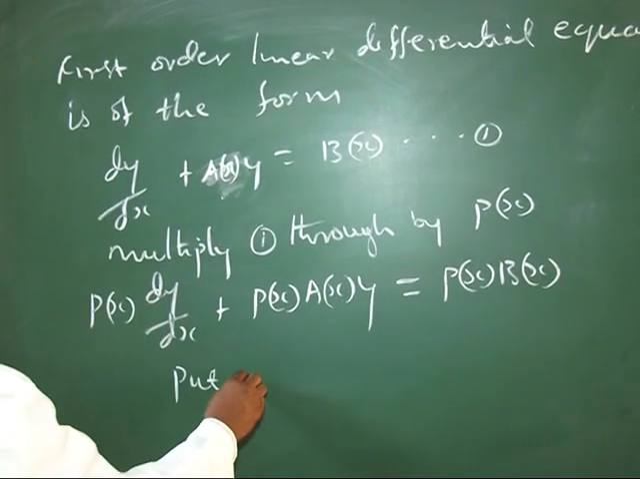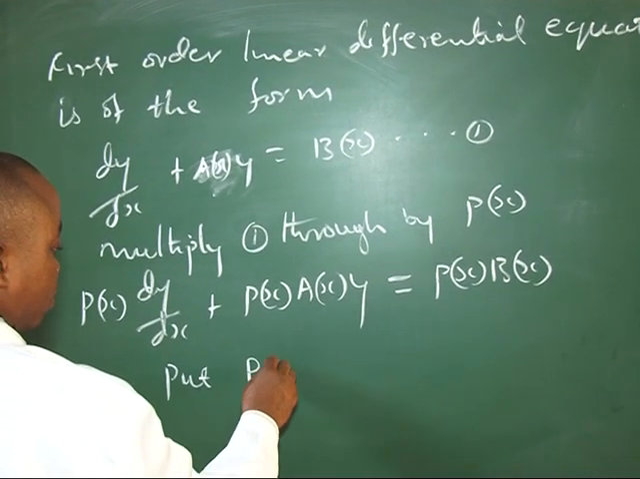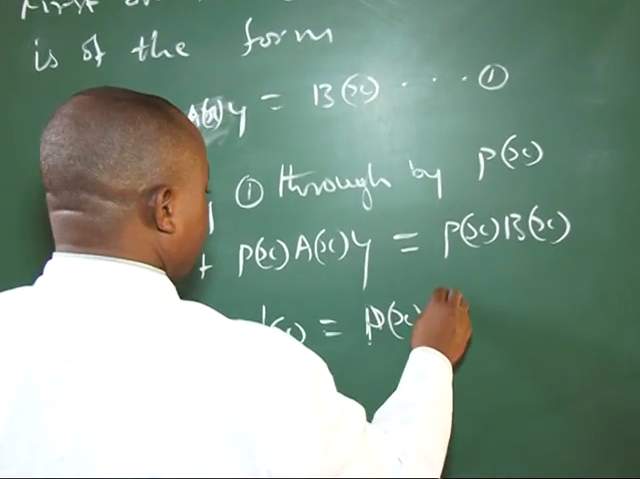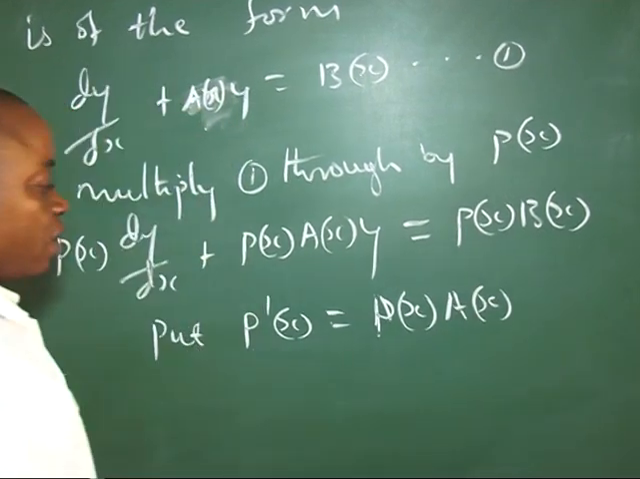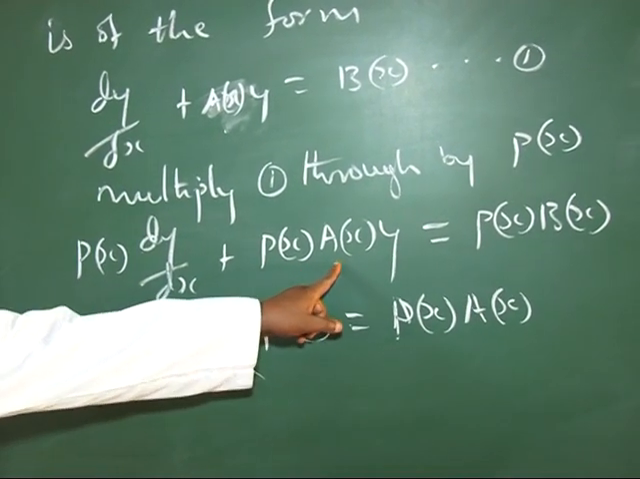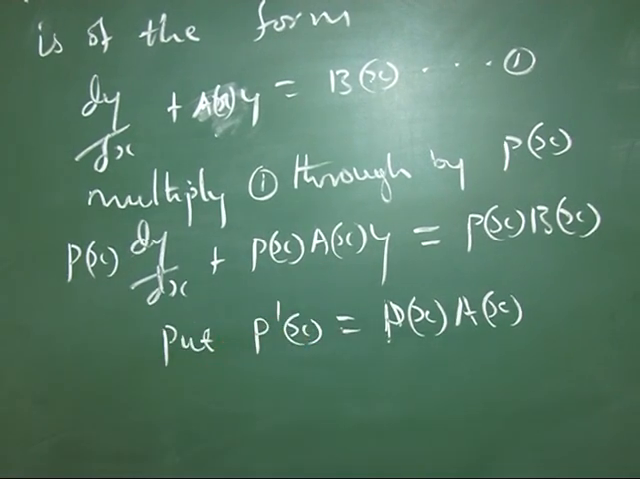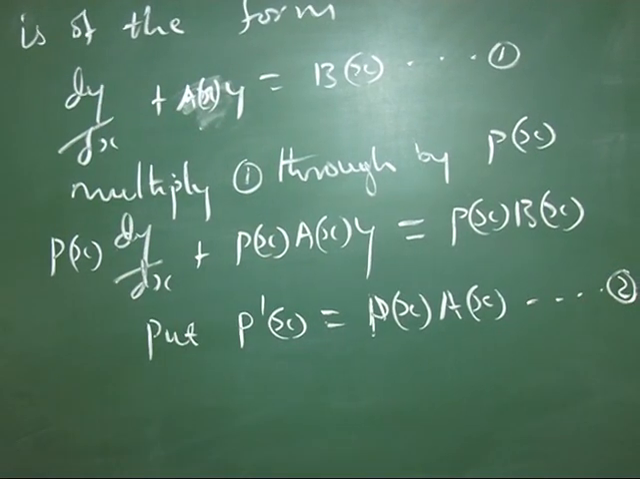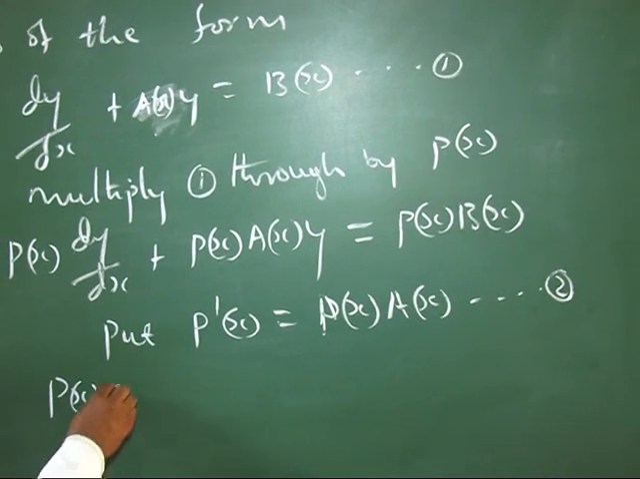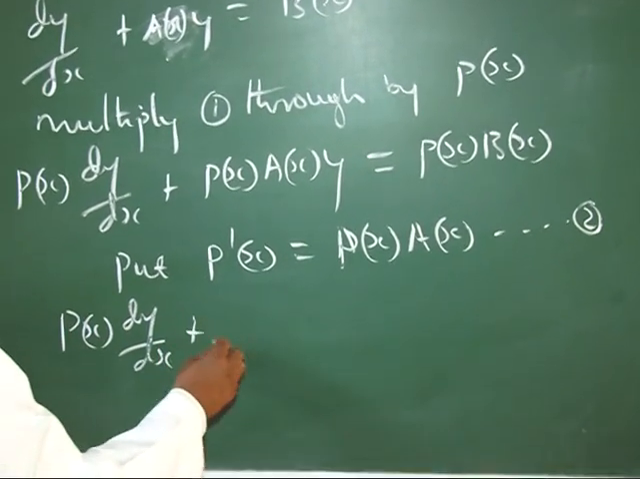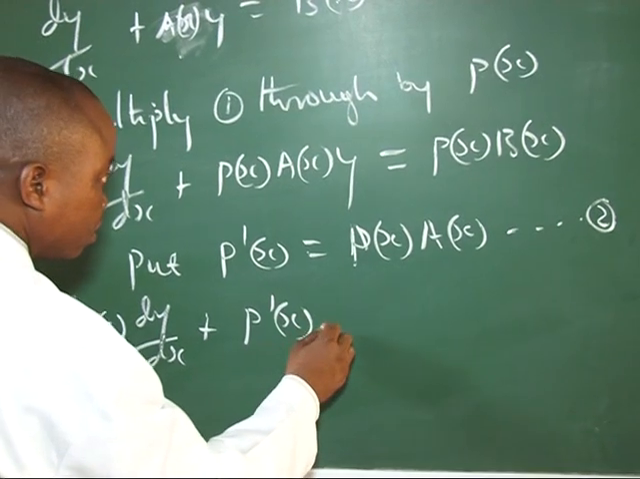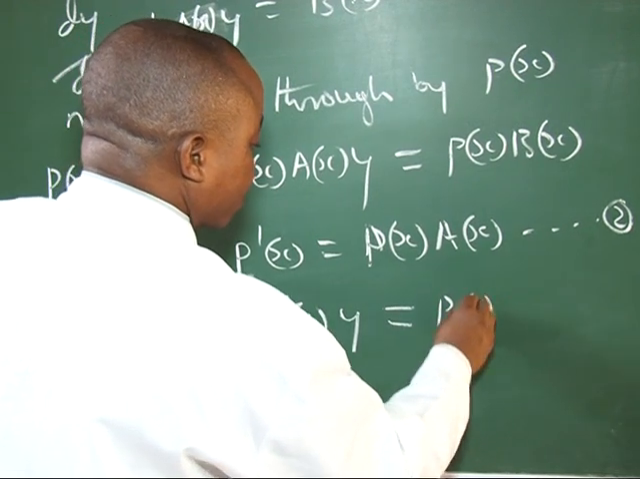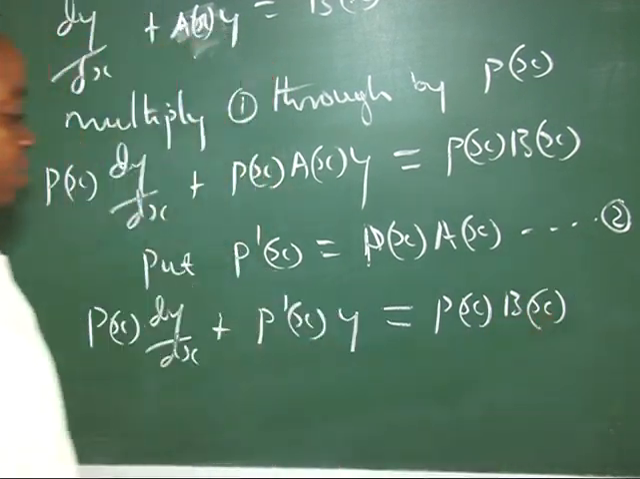Now let's put p prime of x is equal to p of x times a of x. You see this place now, we want to put p prime of x equal to here. Now call this one equation 2. If we put that, we will have p of x dy/dx plus p prime of x y is equal to p of x b of x.